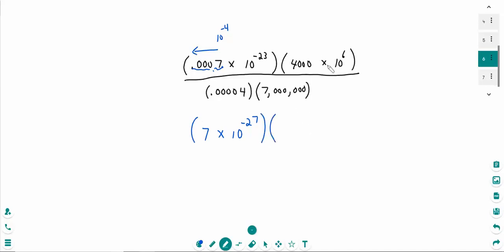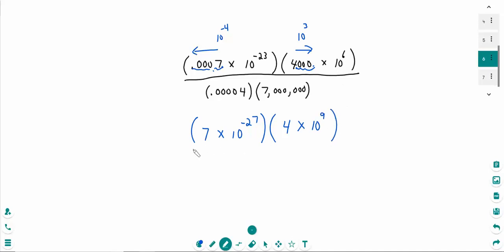And then I've got this second one. Where do I want the decimal? I want it here. Where is it? Well, it's here. So I want it to be 4.0, which is 4 times 10. And to get back to where I started, I'm moving it to the right 3 places. So that's going to be a 10 to the positive 3. If I combine that with this 10 to the positive 6, I end up with 10 to the positive 9.